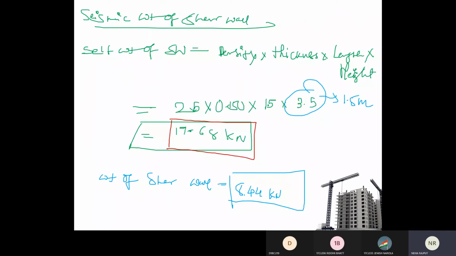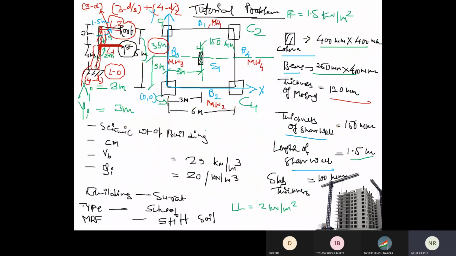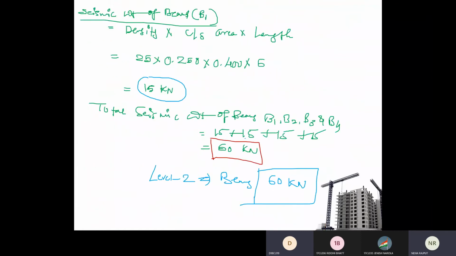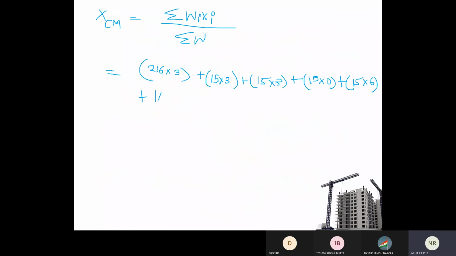Did you understand? Now coming to the column. Column single weight is 14 kilonewton. Now we'll see here. Chalo, C1 column CG distance from the origin in the x direction: 0. C2, 6. C3, 0. C4, 6. Right. So C1 is 14 kilonewton. So plus 14 into 0 for C1, plus 14 into 6 for C2, plus 14 into 0 for C3, plus 14 into 6 for C4.